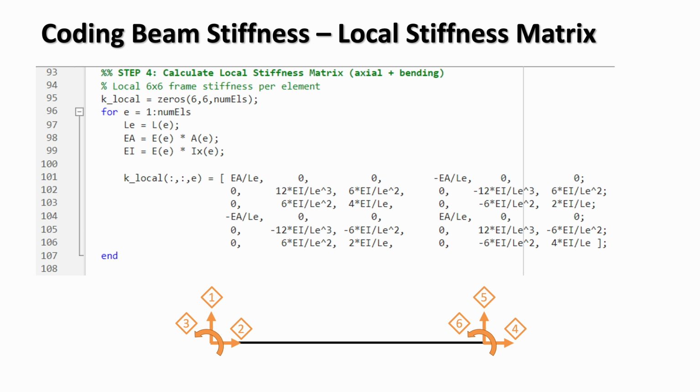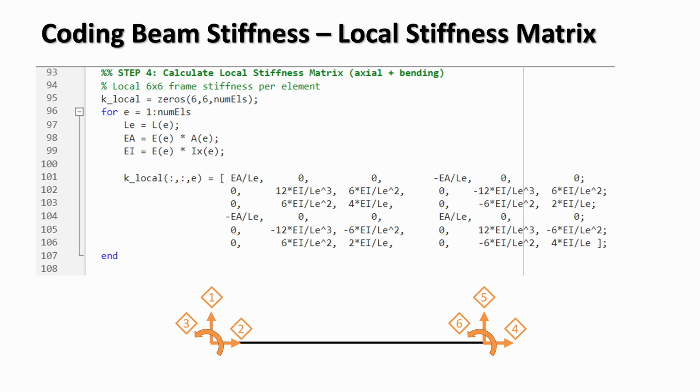Here, we compute the local stiffness matrix for each element. This is a 6x6 matrix that captures both axial and bending behavior in local coordinates, as derived in the earlier lectures. Each node has 3 degrees of freedom: horizontal displacement, vertical displacement, and rotation. So each element has 6 in total. The matrix includes axial stiffness terms EA over L and bending stiffness terms involving EI over L cubed, EI over L squared, and EI over L.